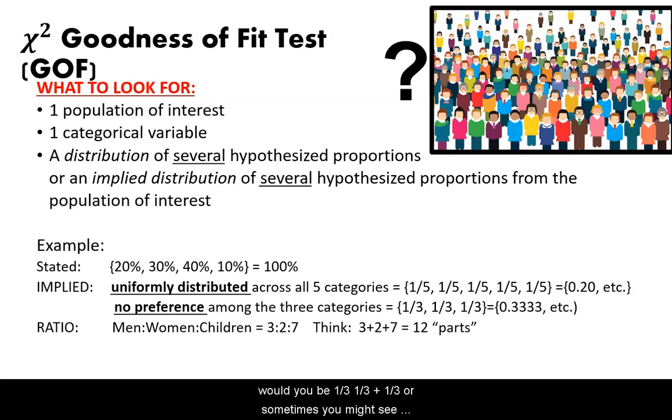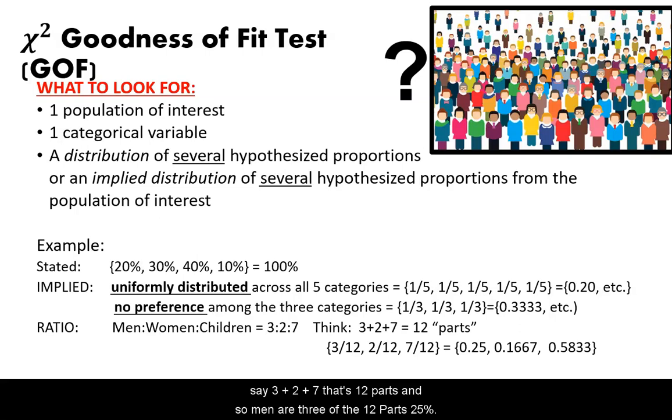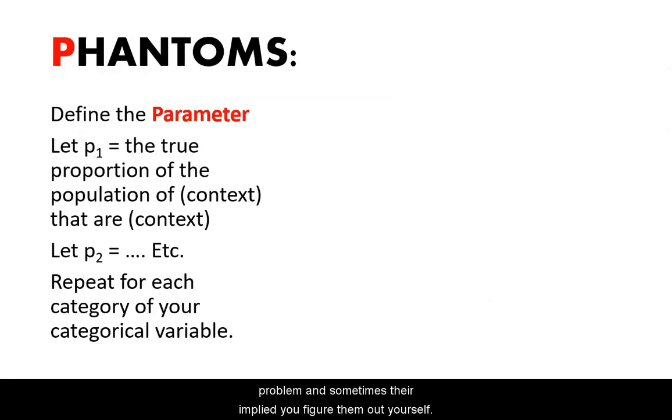Or sometimes you might see something like a ratio. The ratio of men to women to children was 3 to 2 to 7. The best thing you can do on something like this, pull out those skills from the SAT and say 3 plus 2 plus 7, that's 12 parts. And so men are 3 of the 12 parts, 25%. Women are 2 of the 12 parts, about 16%. And children are 7 of the 12 parts, about 58%. So again, you may have your proportions stated in the problem, and sometimes they're implied. You have to figure them out yourself.